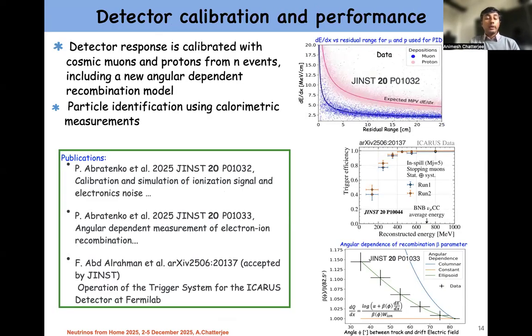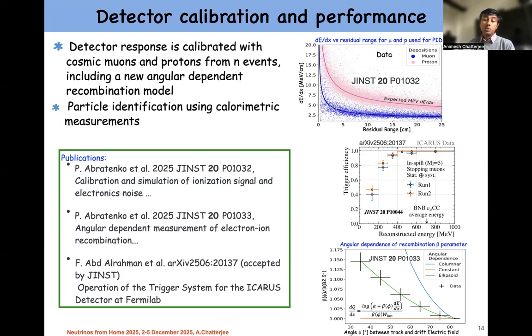Now, before analyzing the data, the detector calibrations and performance were well understood by calibrating the detector with cosmic muons and protons. For the calorimetry, here we are showing the plot of the calorimetry as well as the efficiency of the trigger, which is greater than 90% for most events above 200 MeV, though the threshold is 100 MeV. So the trigger performance is really excellent.